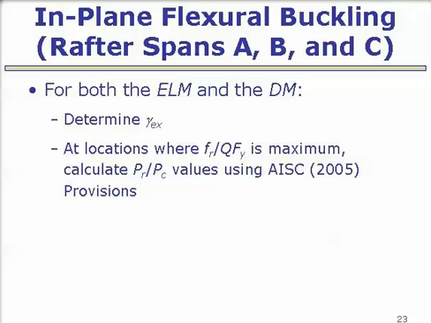Okay, if we bounce over to the rafters for a second, in general for the rafters, in either the ELM or the direct analysis method, we'd get a gamma. There's discussions in the design guide on basically how to go about doing that. I'm going to shortcut that a little bit here. And at locations where our FR over QFY is maximum, again, we would calculate our PR over PC. So it's pretty much the same type of calculations here for that.